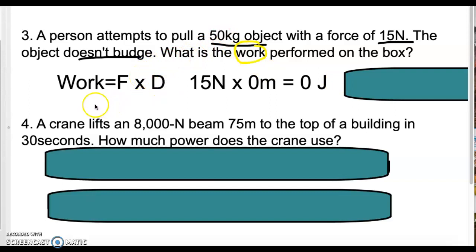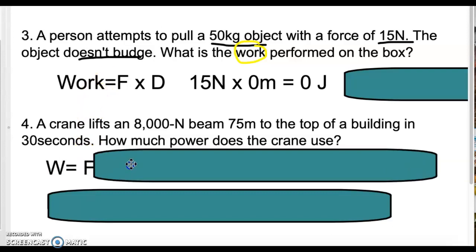All right, so number 4. A crane lifts an 8,000 newton beam 75 meters to the top of the building in 30 seconds. So how much power does the crane use? Well, can we go straight to the power formula? No, we cannot, because we need work, and work has not been given in this problem. So we have to actually solve for work first, then power second.